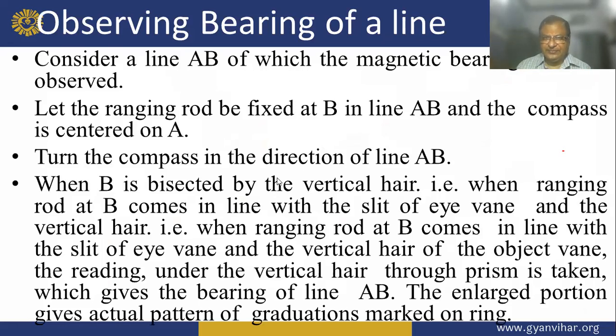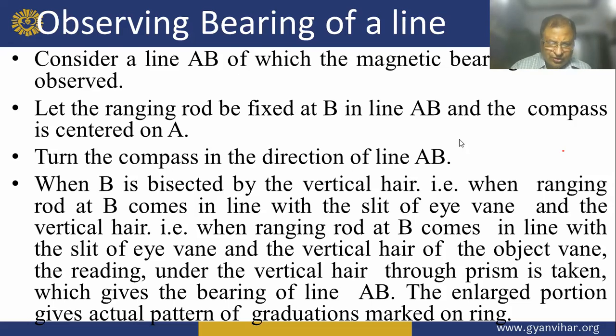Now consider a line AB of which the magnetic bearing is to be observed. Let the ranging rod be fixed at B in line AB and the compass be centered on A. So turn the compass in the direction of line AB until B is bisected by the vertical hair. That is when the ranging rod at B comes in line with the sight vane and the vertical hair.